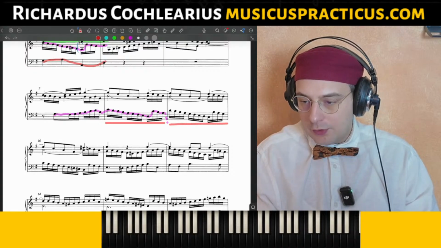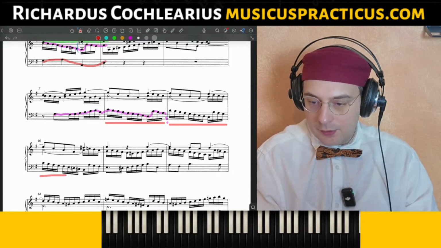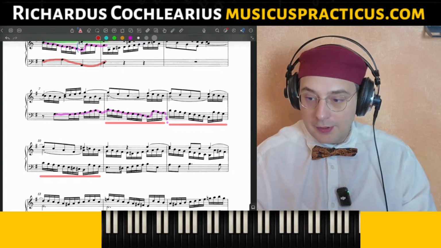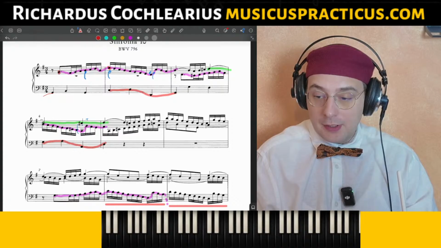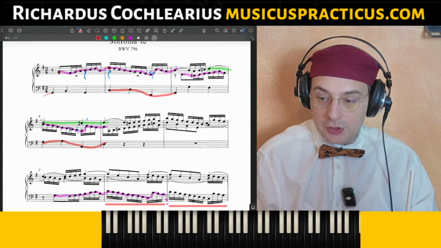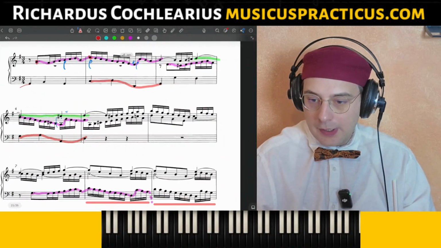continues creating a sequence. Okay, 3 times. So, but now let's see what's happening in the upper voice, because it's not finished. Okay, we have something else in these 2 bars.